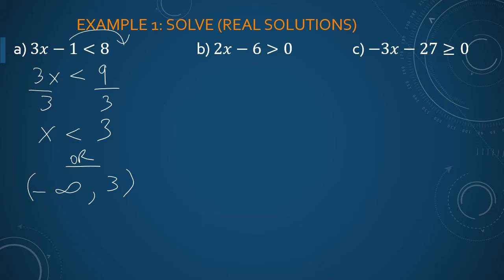Moving on with B and C. Same idea. Bring that over, it becomes plus 6. 2x is greater than 6. Divide both sides by 2. x is greater than 3.